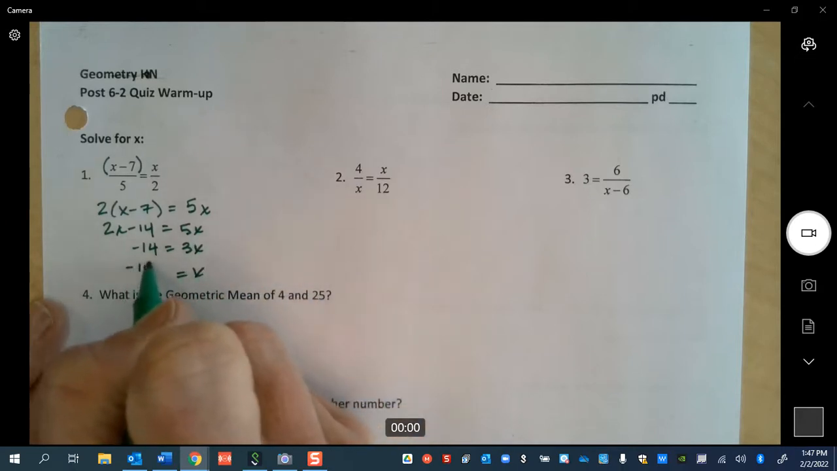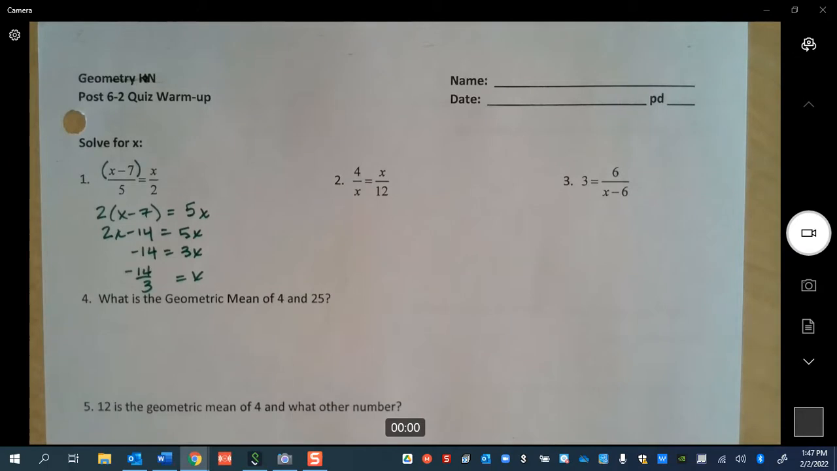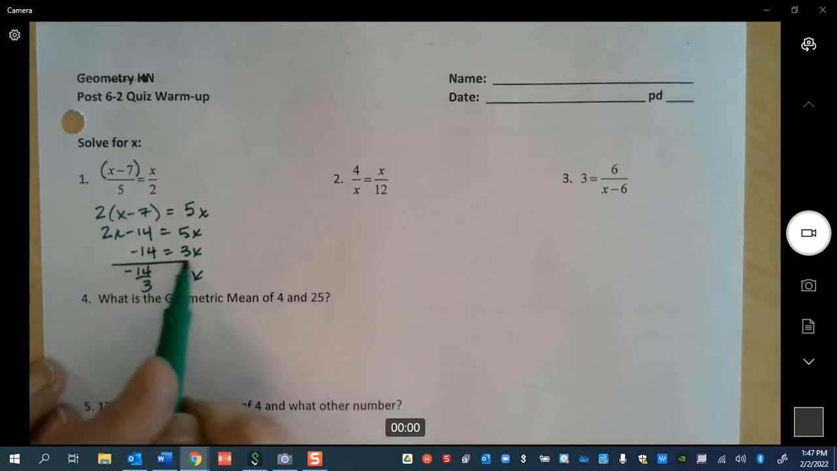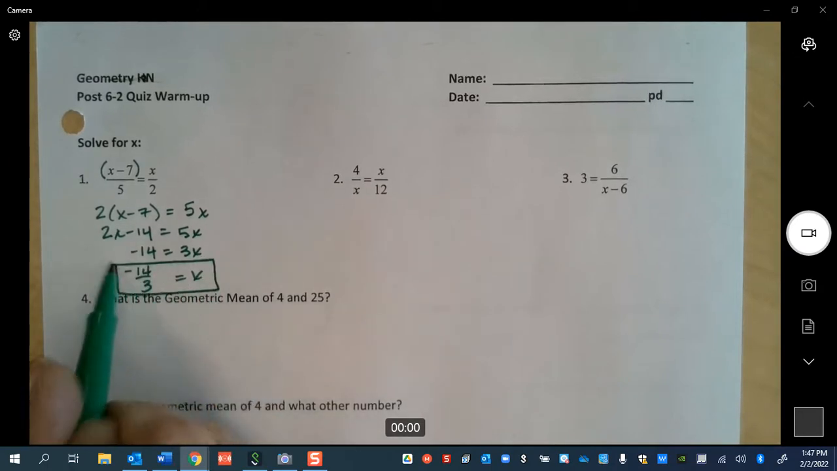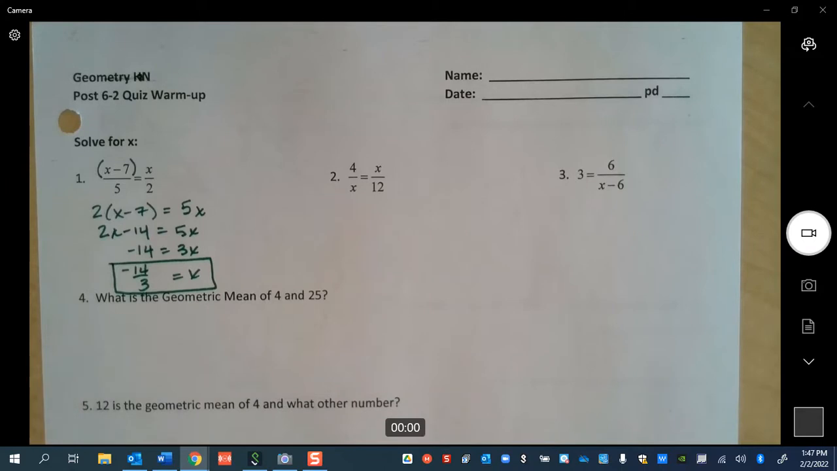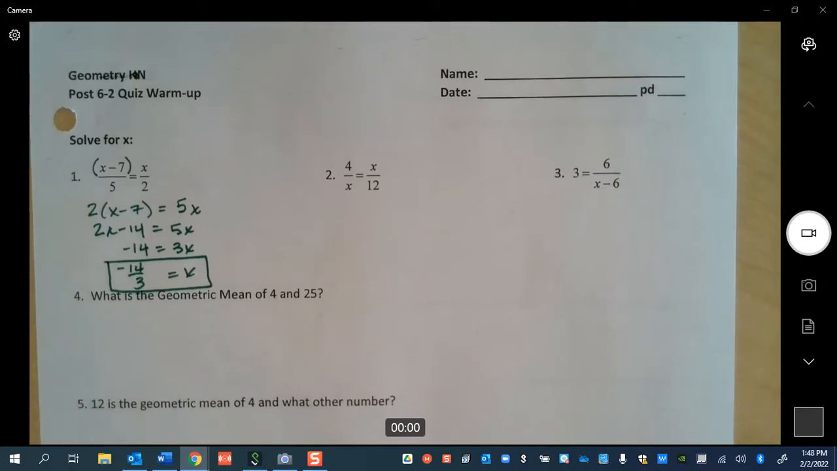And even if your answer is not something pretty, it's okay. When we're dealing with a unit on ratios, if it doesn't come out perfect, that's okay. Negative 14 to 3, there's nothing wrong with that. It's not as pretty as we like, but it still works. It's a good answer.